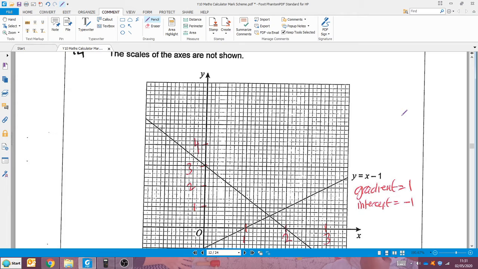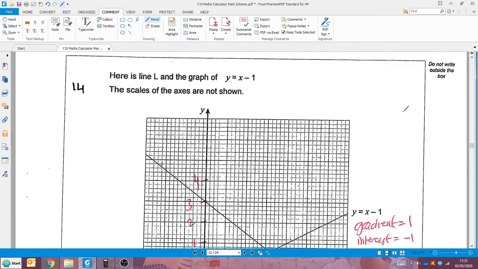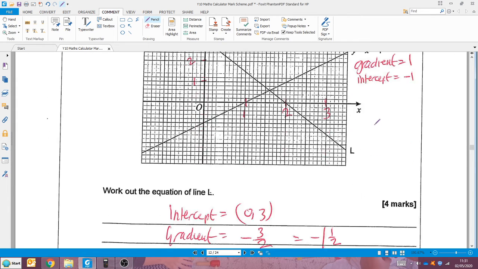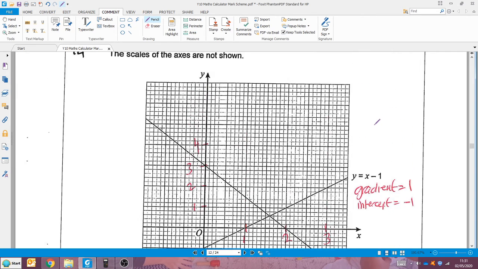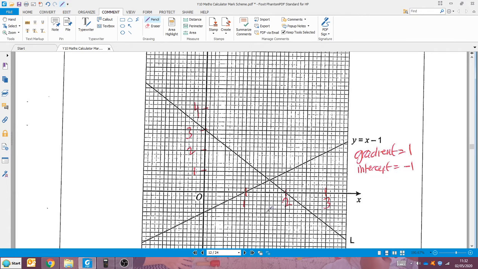This is hard. They gave you a blank grid. Now, it's hard. So they've given us the equation of a line, and they want us to work out the equation of another line. A lot of this goes into the thinking. Now, this has got a gradient of 1 and an intercept of -1. So I know that number right there is -1. I didn't write it in, should have done, I'm going to do it now. So that number right there is -1.